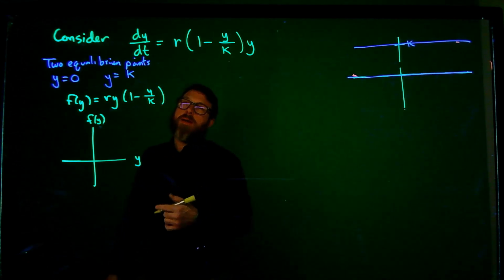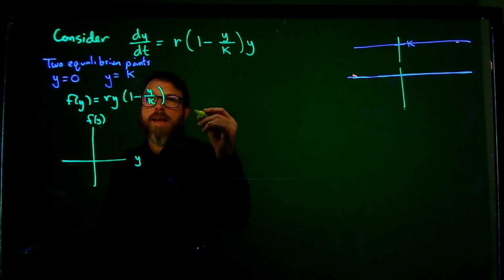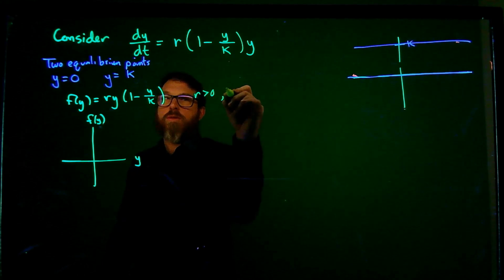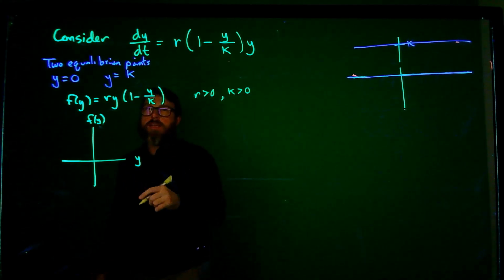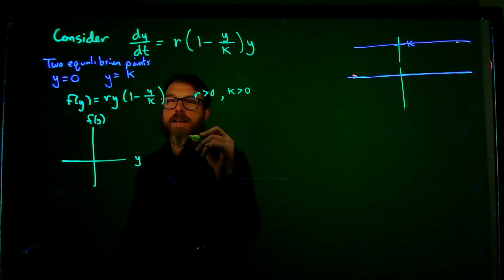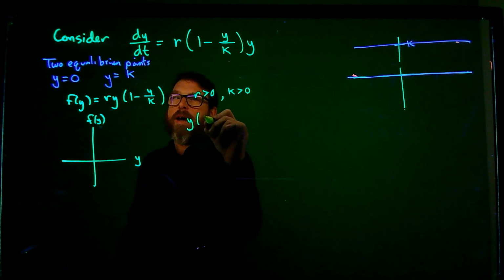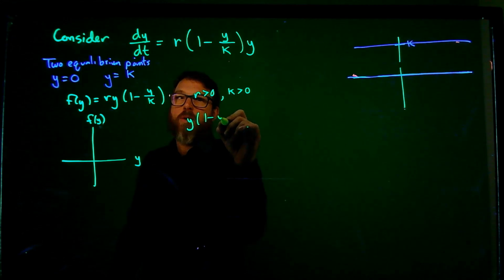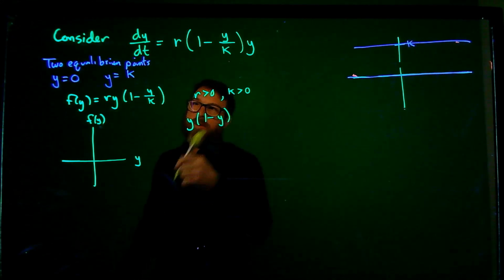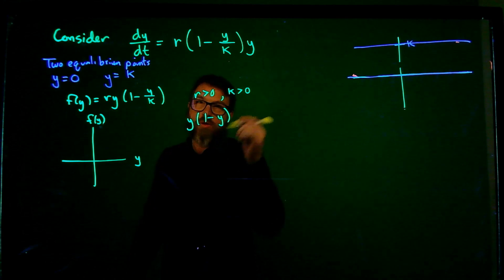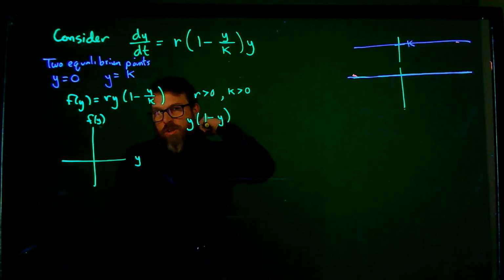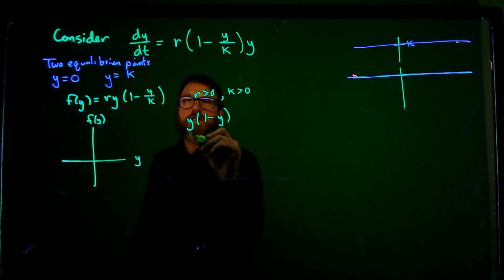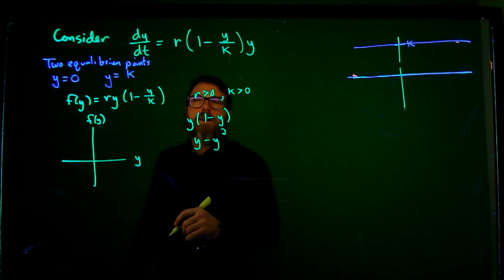Now, it really kind of depends on the signs of r and k, so let's just assume r is greater than 0, and then also k is greater than 0. It'll make our life a little bit easier. So if that's the case, I can just investigate this y times 1 minus y. And if I just let r and k be equal to 1, it'll have the same shape, but it'll stretch it a little bit. So this is going to be y minus y squared.